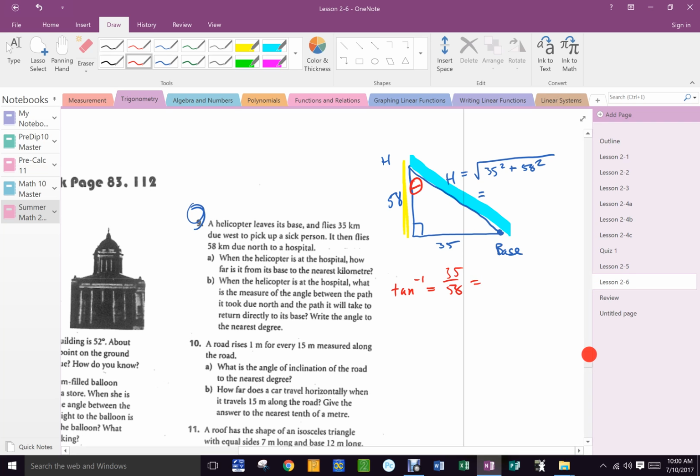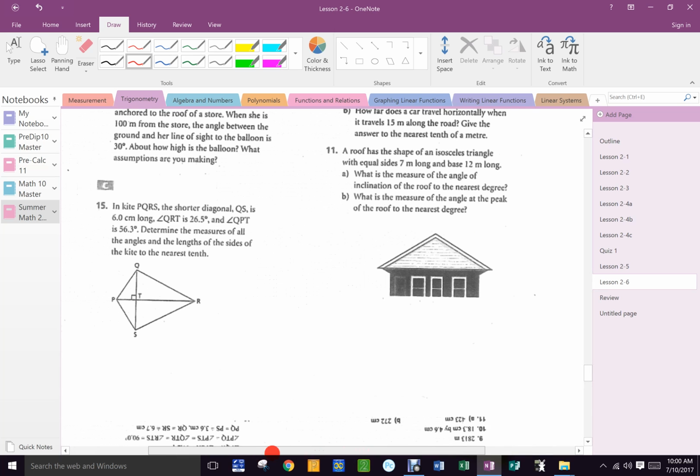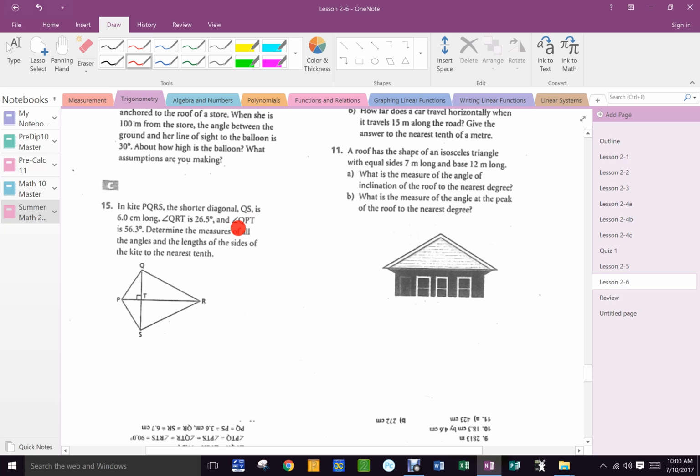Okay. And I believe my good friend Simran asked about 15. In a kite, the shorter diagonal, QS, is 6 centimeters long. So this whole thing is 6, yes? So how long is each half? 3. So I'm going to go 3 and 3. Is everybody okay with that? All right. QRT is 26.5. QPT is 56.3. Determine the measure of all the angles. Well, the angles are easy because it's just 90 minus, right? Because how many degrees have to be in a triangle?